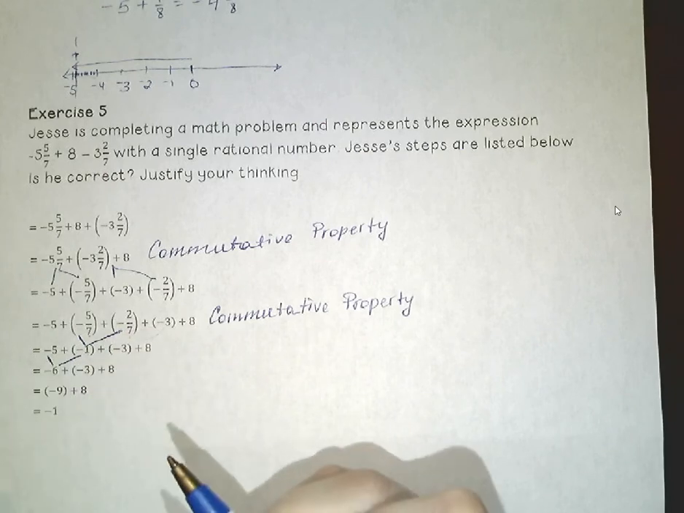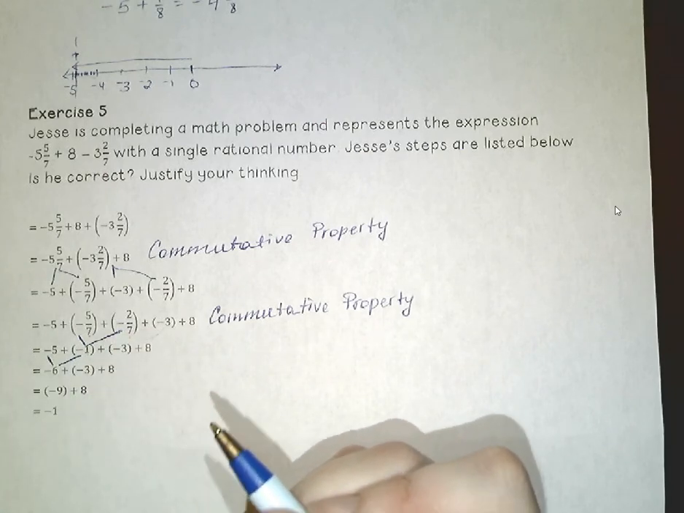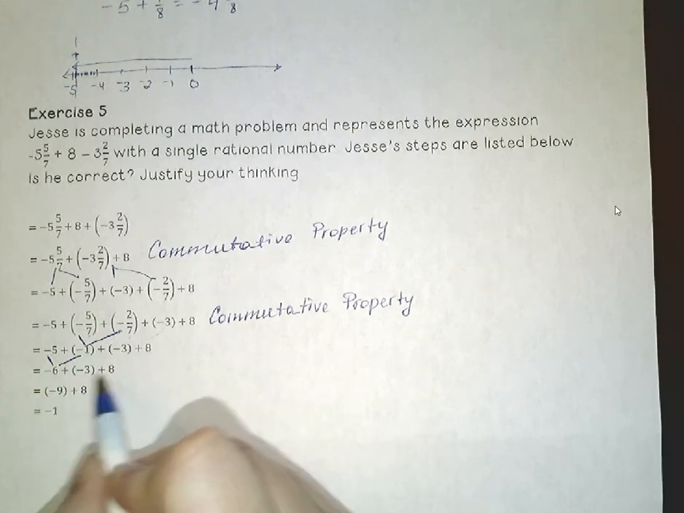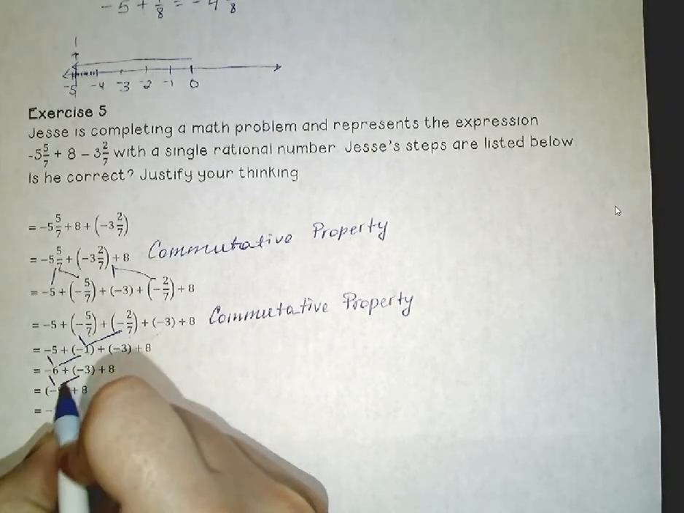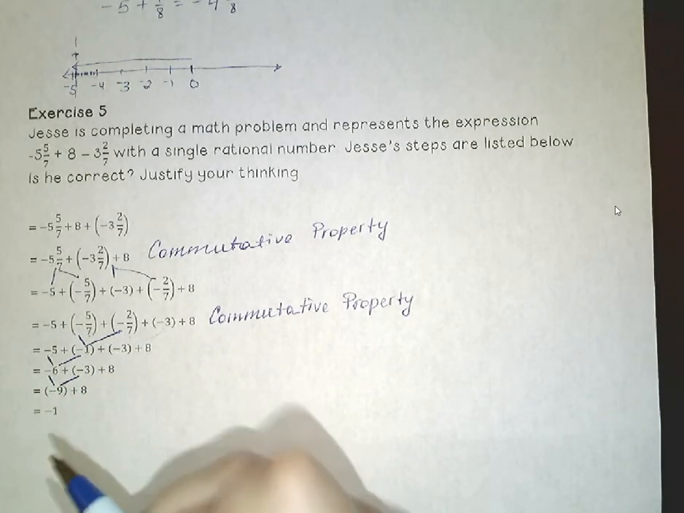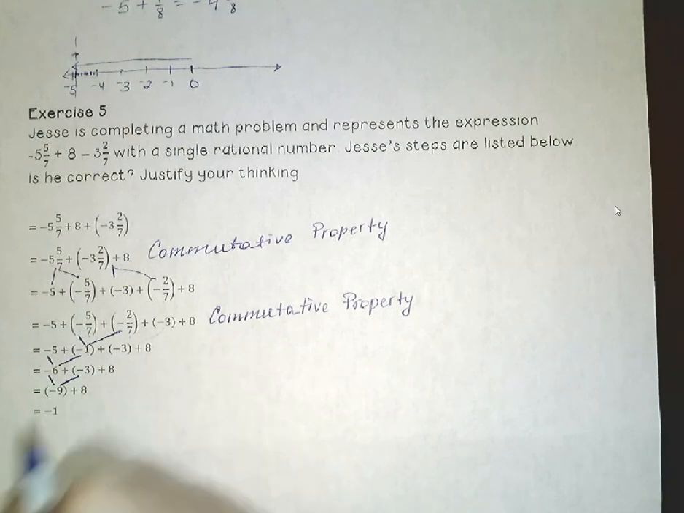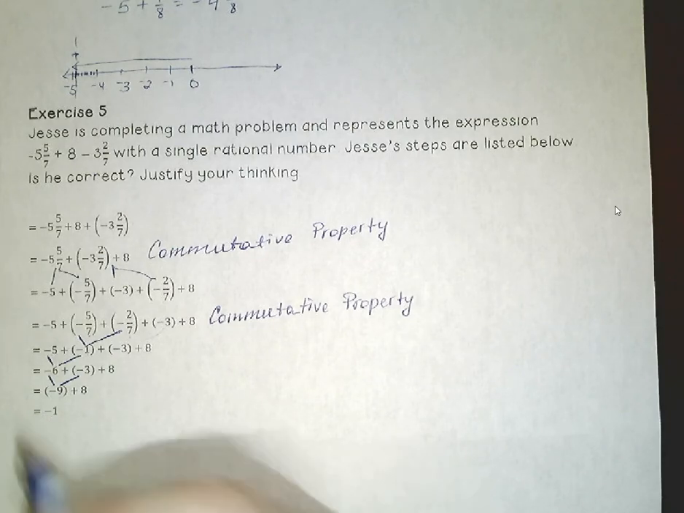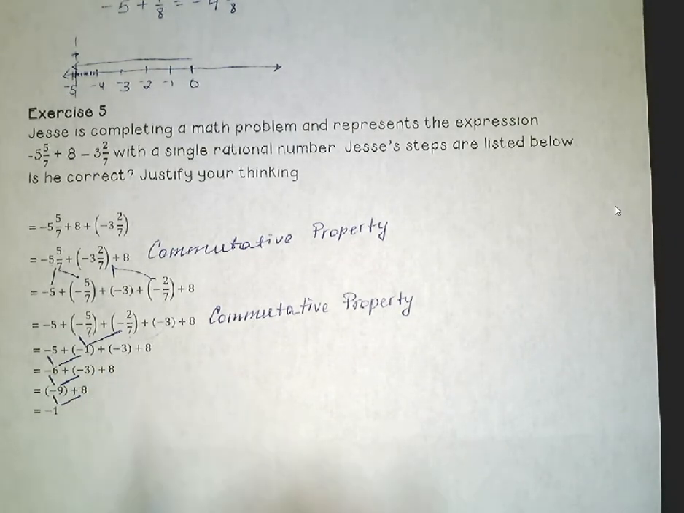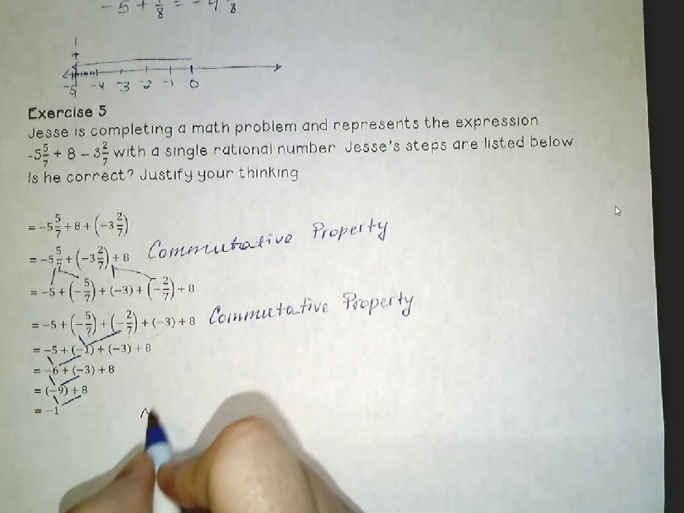Negative 5 and negative 1 to make negative 6. And then he's rewriting the rest of it. Then he's combining negative 6 and negative 3 to make negative 9. That works. And he is rewriting 8. Negative 9 plus 8 makes negative 1. Jesse is correct. We looked at every single step. We proved that he is correct. And that's our thinking right here. It's already explained. So we can just write Jesse is correct.